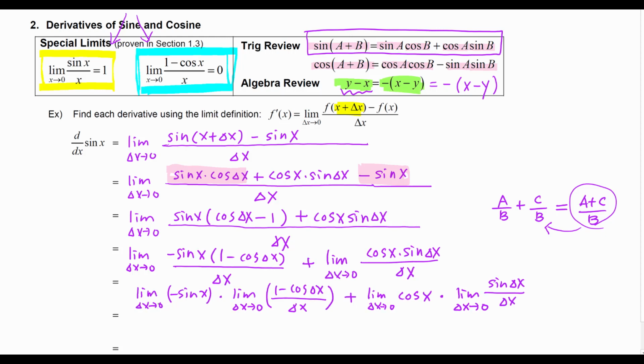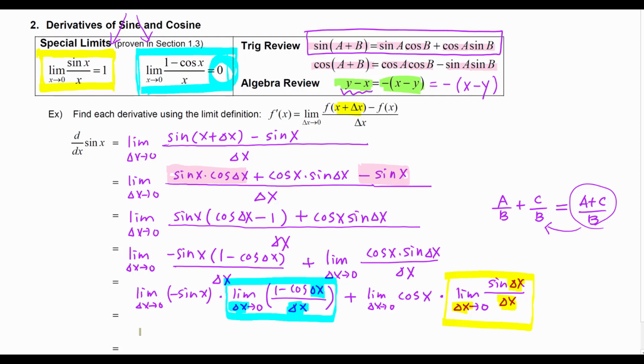You notice that my delta x, delta x, delta x matched up. So this limit indeed is equal to 0, like we said here. And here, delta x, delta x, delta x matched up. So I can also use this limit perfectly here as well. And what is the limit as delta x approaches 0 of negative sine x? Well, there's no delta x in this expression for you to send to 0.